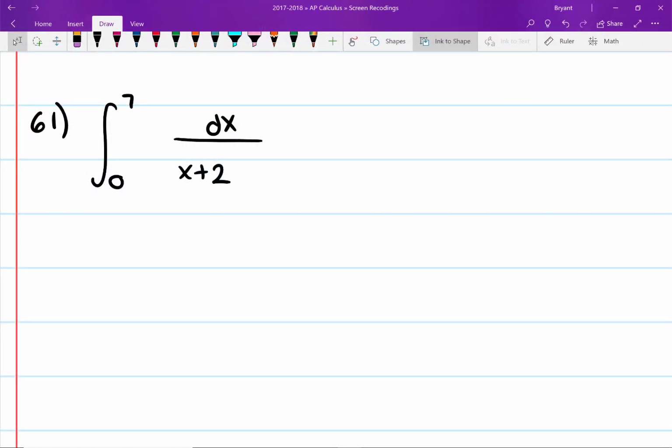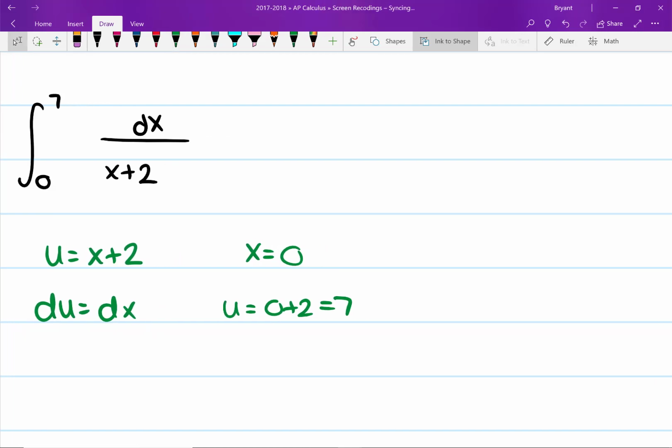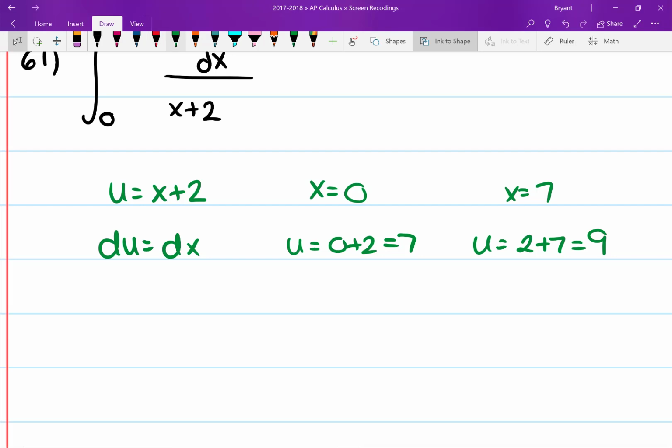Okay, moving on to number 61. This is the integral from 0 to 7 of dx divided by x plus 2. So the first thing I'm going to do is I'm going to let u equal x plus 2. So I get du is simply just dx. Then if x is equal to 0, changing my limits here, then u is going to be equal to 0 plus 2, which is 2. And if x is 7, then u is going to be 2 plus 7, which is 9. Alright, so now we rewrite our integral. And this becomes the integral from 2 to 9 of 1 over u du.